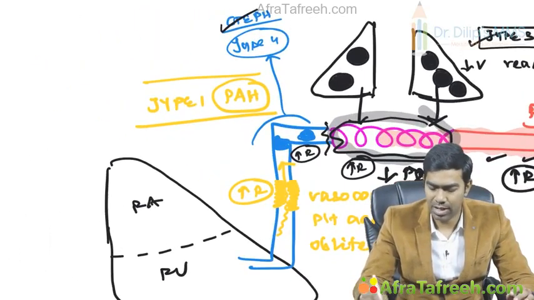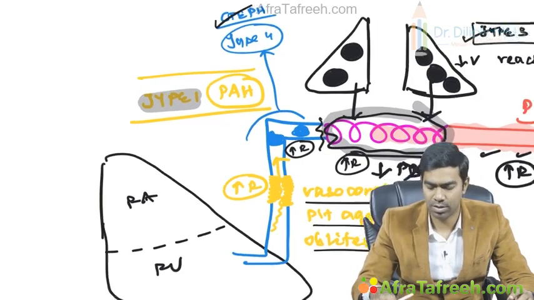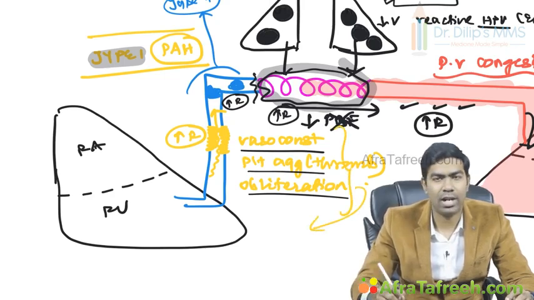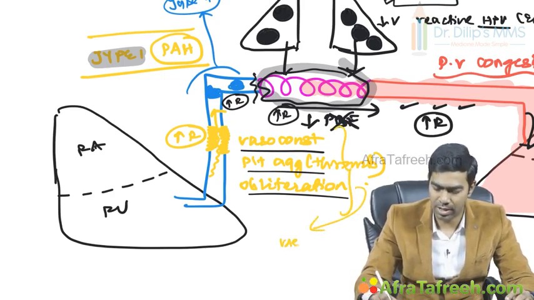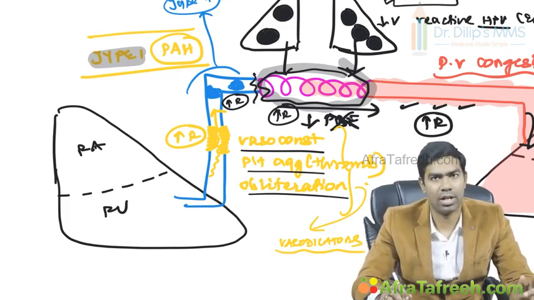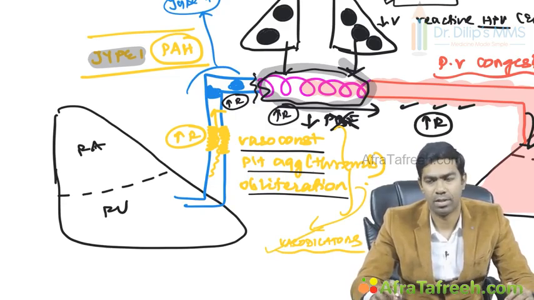Whenever you have type 1 pulmonary artery hypertension, it is due to vasoconstriction, platelet aggregation and obliteration of these vessels. So there should be some agent that can reduce all this process. How can you reduce it? By giving vasodilators that have properties of vasodilation as well as reducing platelet aggregation. Let us see what those are later when we discuss the treatment. So vasodilators are going to be the mainstay.